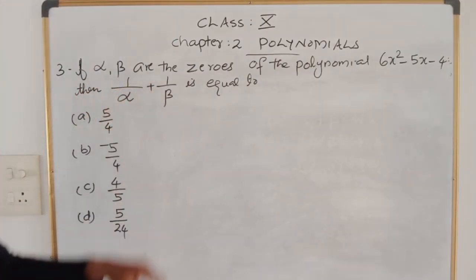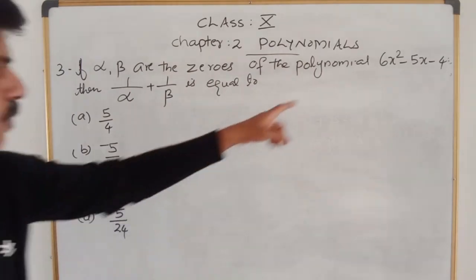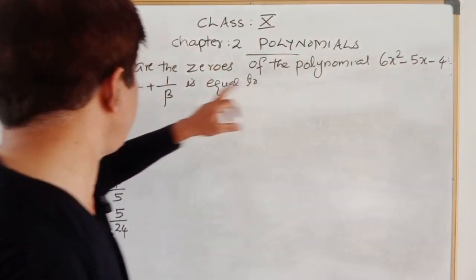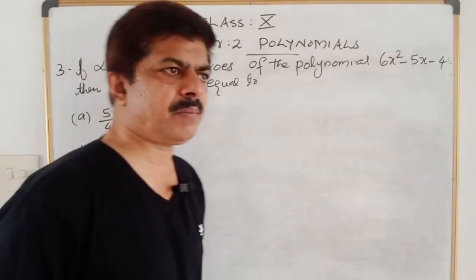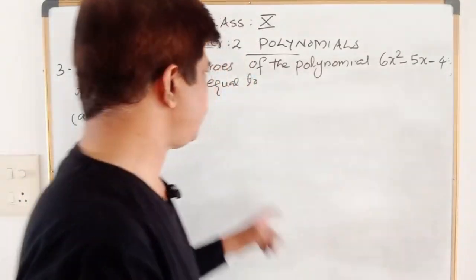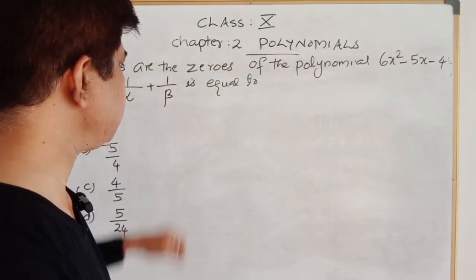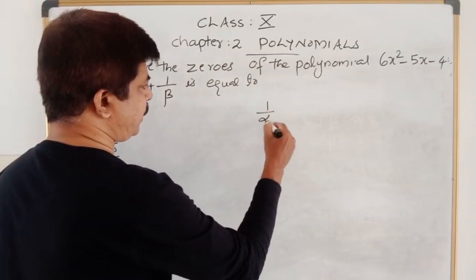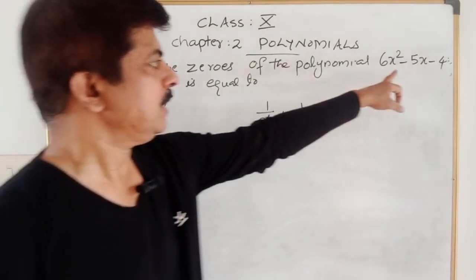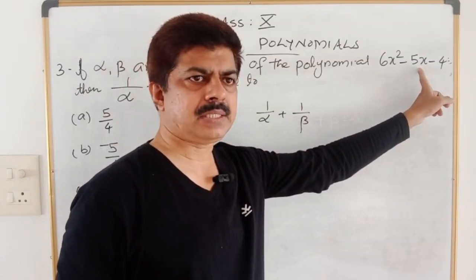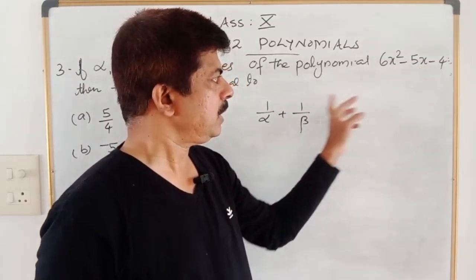Question. If alpha and beta are the zeros of the polynomial 6x square minus 5x minus 4, then we need to find the value of 1 by alpha plus 1 by beta. Instead of factorizing and finding the zeros, we have to apply the easy method.